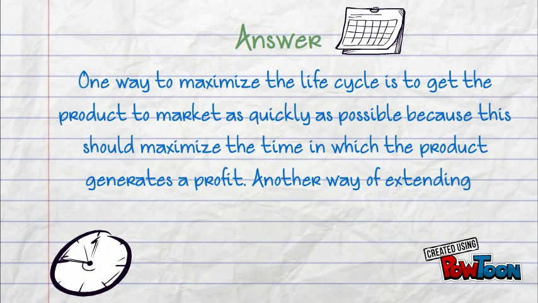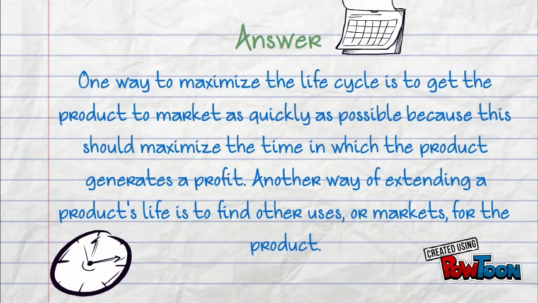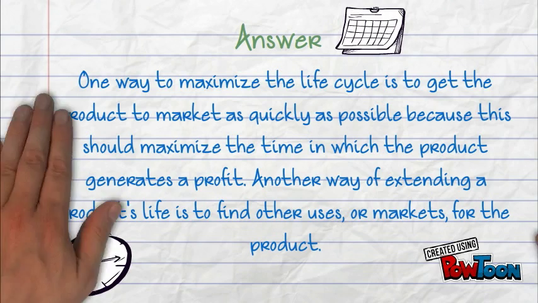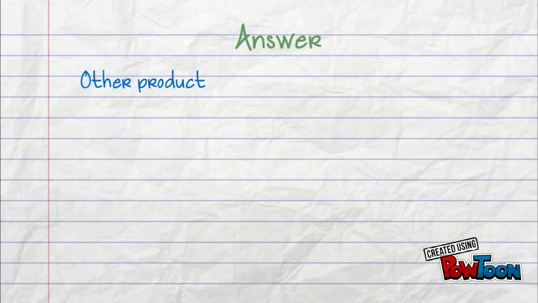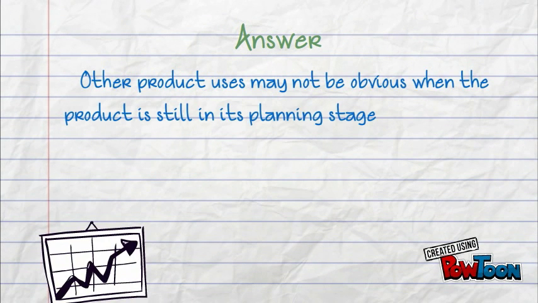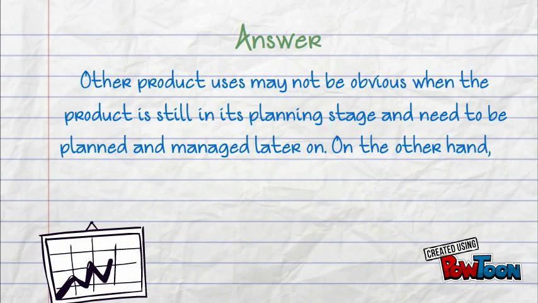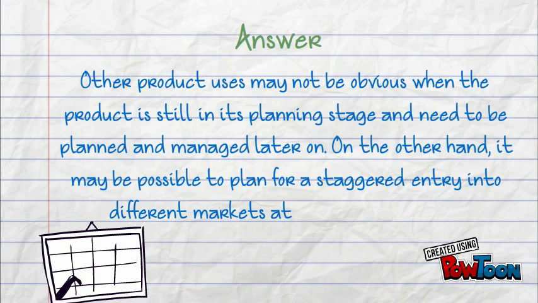Another way of extending a product's life cycle is to find other users or markets for the product. Other product uses may not be obvious when the product is still in its planning stage and need to be planned and managed later on. On the other hand, it may be possible to plan for a staggered entry into different markets at the planning stage.